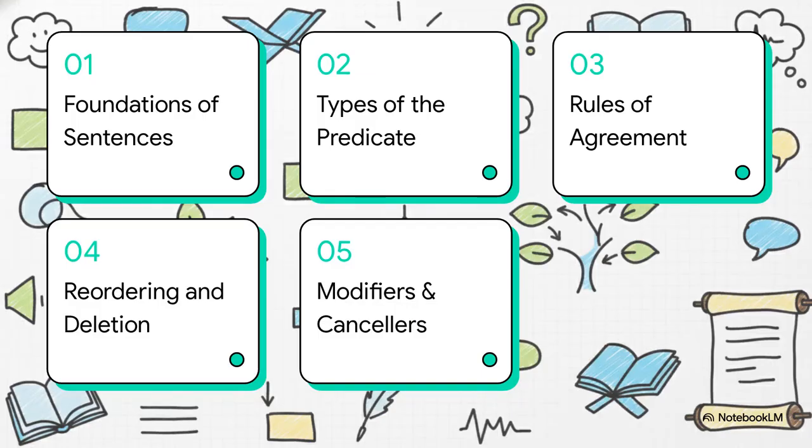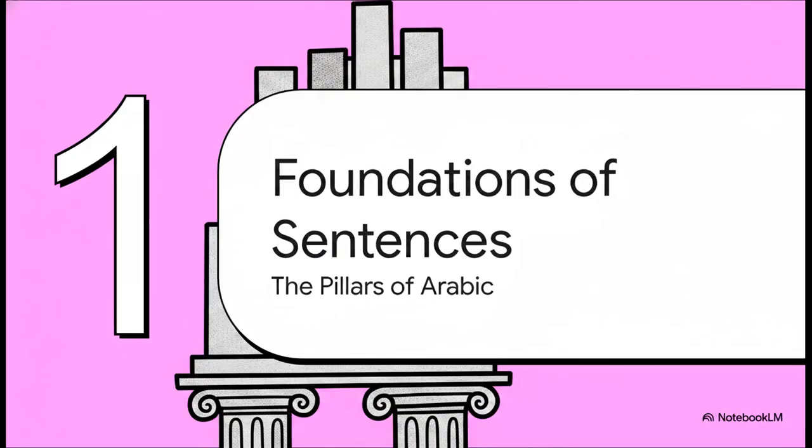Here's our structural blueprint for today. Foundations of nominal sentences, types of the predicate, the rules of agreement, reordering and deletion, and finally, the modifiers and cancellers. Let's get right to it. Section 1. Foundations of nominal sentences.